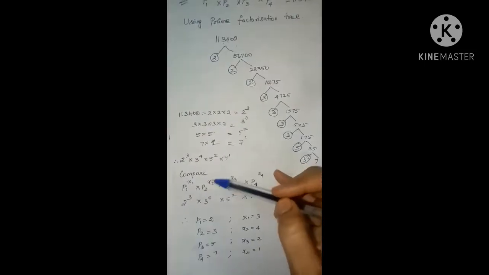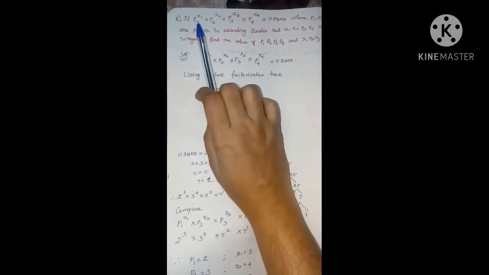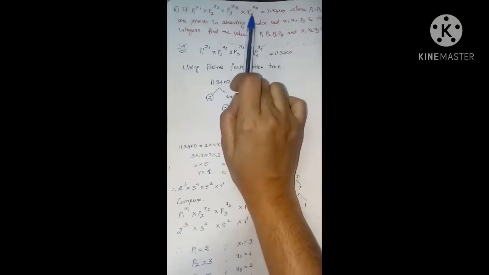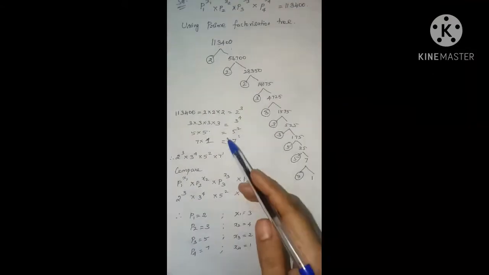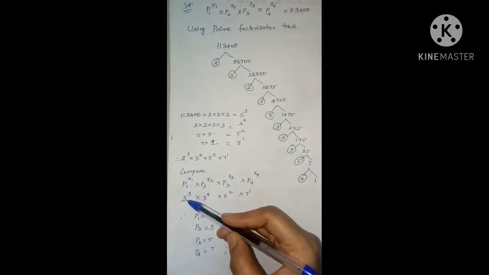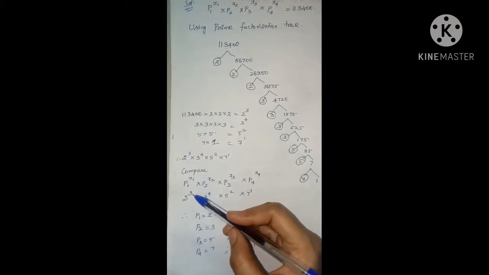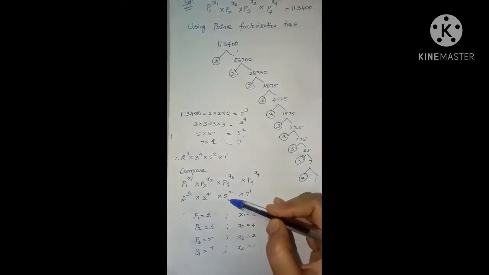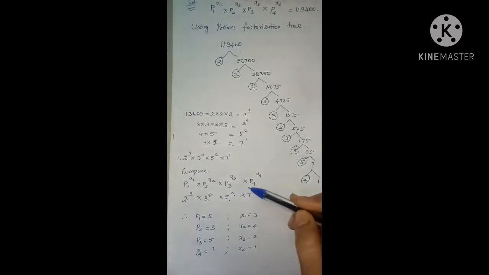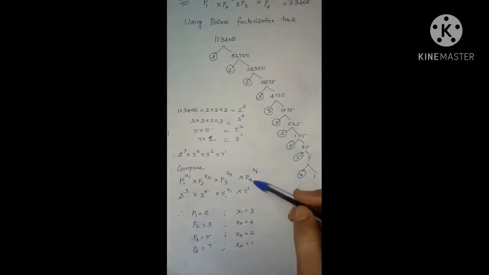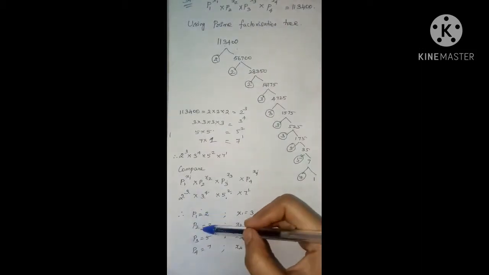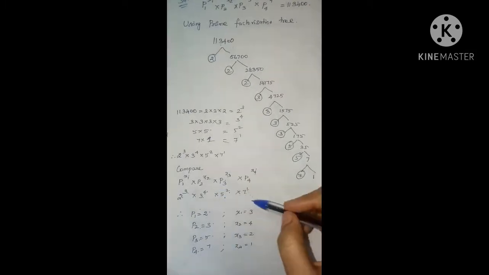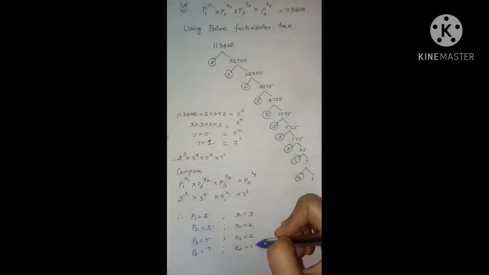So write all these things and compare with the equation given in the question. P1 power x1 into P2 power x2 into P3 power x3 into P4 power x4. So compare this equation with these factors. Here P1 is nothing but 2 and the power x1 is nothing but 3. So P2 is 3 and x2 is equal to 4. P3 is the base 5 and x3 is the power 2. P4 is the base 7 and x4 is the power 1. So P1, P2, P3, P4 is equal to 2, 3, 5, 7. These are the primes and the integers are 3, 4, 2 and 1.